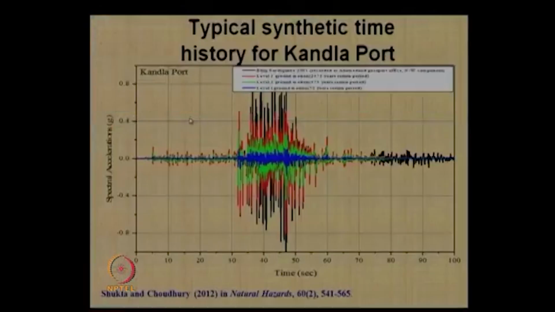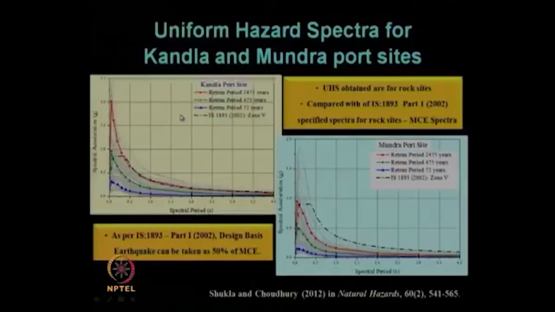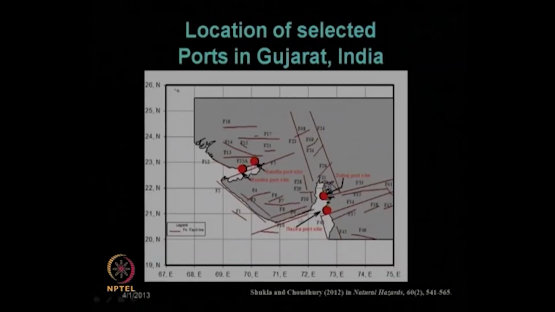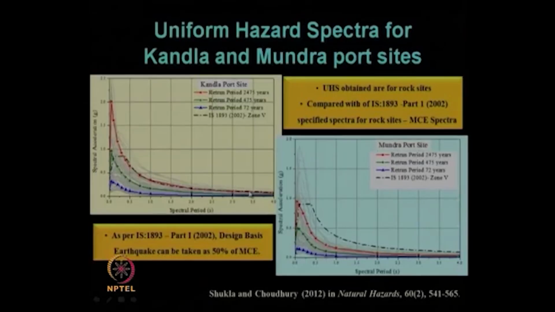How will you get those things? Because at the beginning we mentioned that fault maps are available. You are using seismic hazard analysis and the corresponding UHS coming from that. That will tell you which fault is responsible. As I said, F25 and F13 are responsible for Kandla port and Mundra port. Okay?